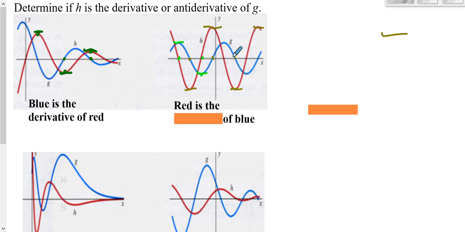When I look here, I'm going up, so that means my derivative has to be positive. Well, it is positive here. Here, looking at the blue, I'm going down. So that means my derivative would have to be negative. Well, it is negative here. So in other words, the red is the derivative of the blue.